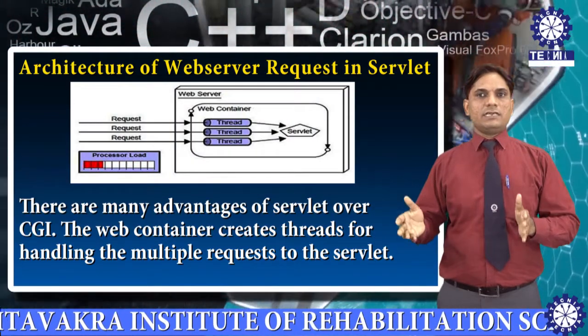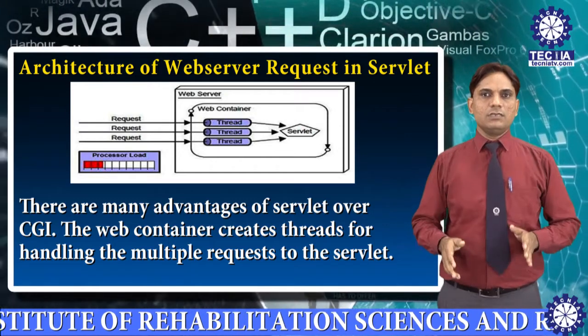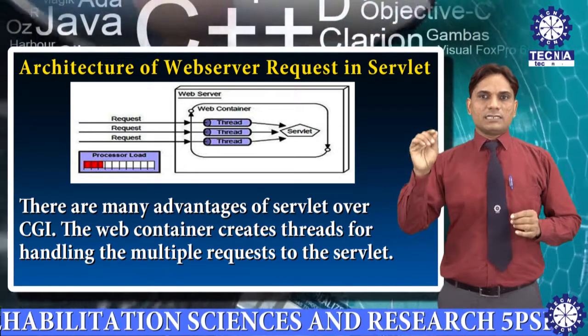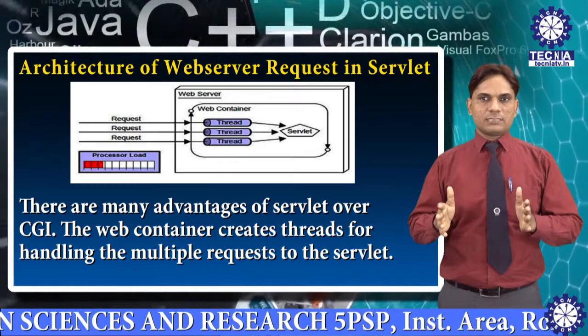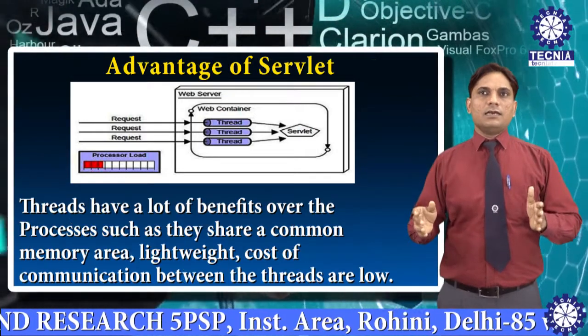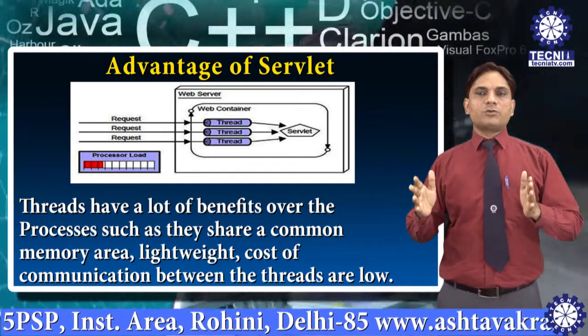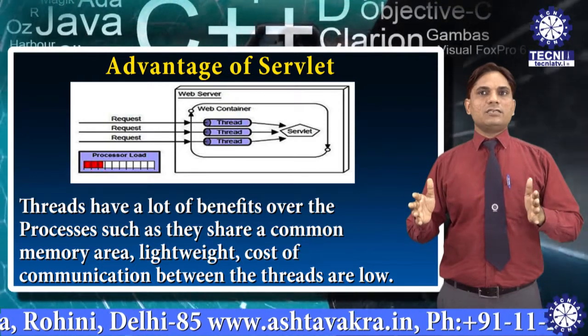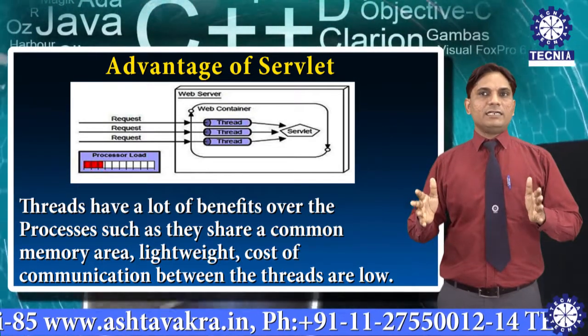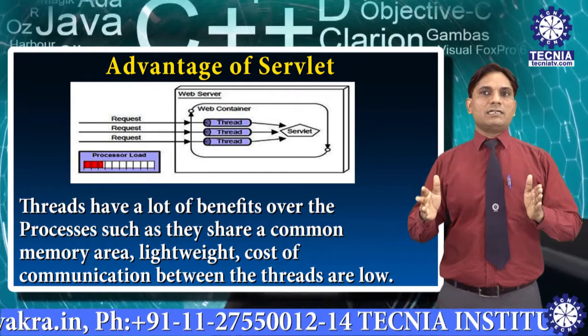Advantages of servlet technology: there are many advantages of servlet technology over CGI. The web container creates threads for handling multiple requests to the servlet, and threads have a lot of benefits over processes, such as they share a common memory area, are lightweight, and the cost of communication between threads is low.